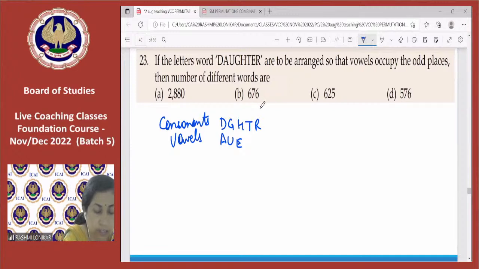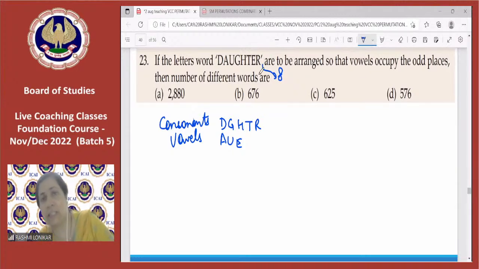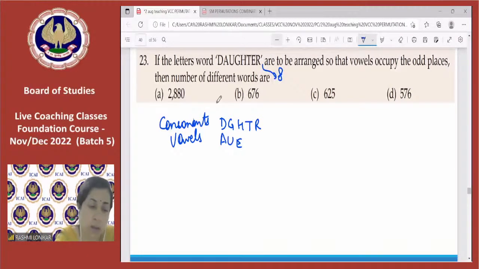How many letters are there in the word DAUGHTER? 1, 2, 3, 4, 5, 6, 7, 8. Be sure that you check this. So there are 8 letters in the word DAUGHTER. How many out of these 8 letters? 5 are consonants and 3 are vowels.